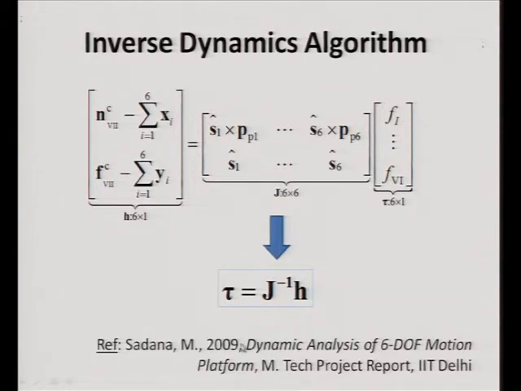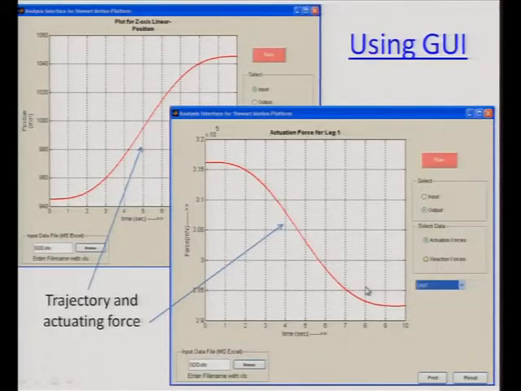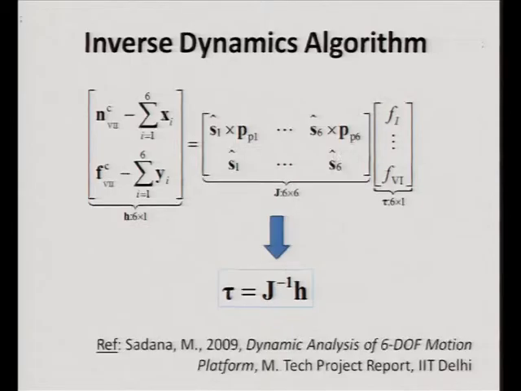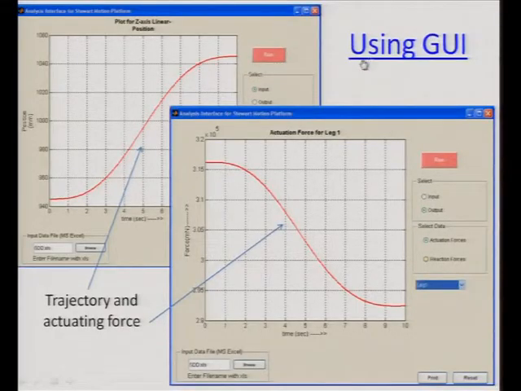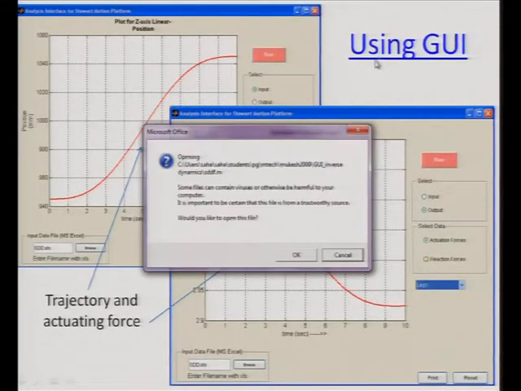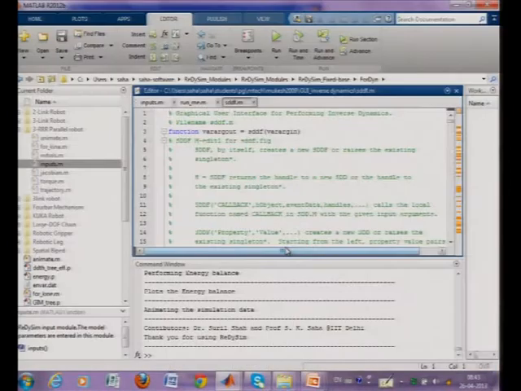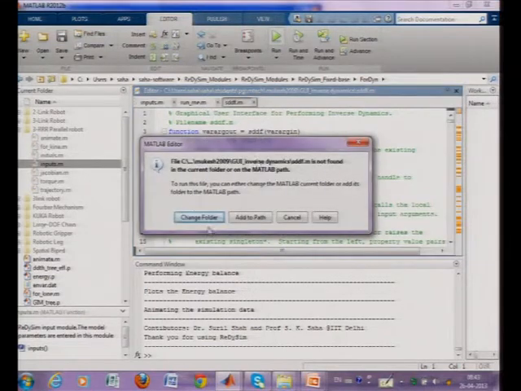Okay. So, this is the work from an MTech work in 2009, dynamic analysis of 6 degree of freedom motion platform, an MTech report at IIT Delhi. So, using this formulation, the student has developed a GUI which does not have an animation, but it has the plots available.